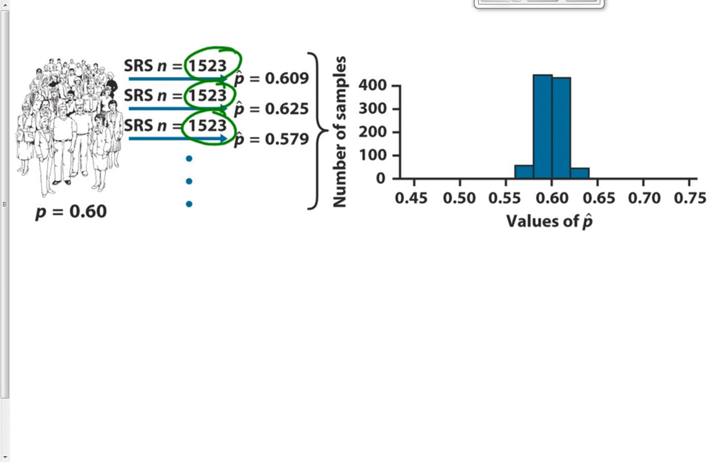1,523 people. How Gallup got that number, I'm not sure, but that's how many people were in their sample. And now, look at how much less of a spread there is. This one is about 61%. This one, 62.5%. This one, 58%. Notice how they're much, much closer to that 60%. And hopefully that makes sense.